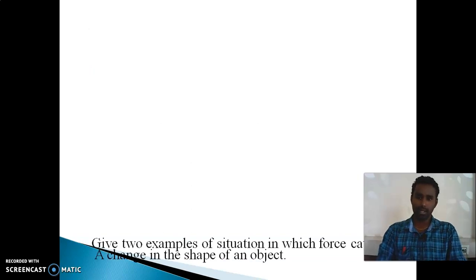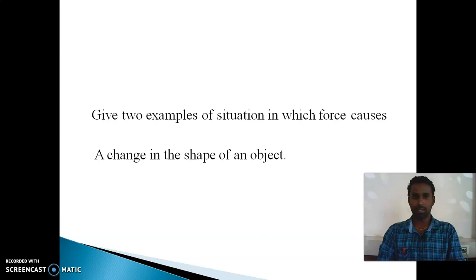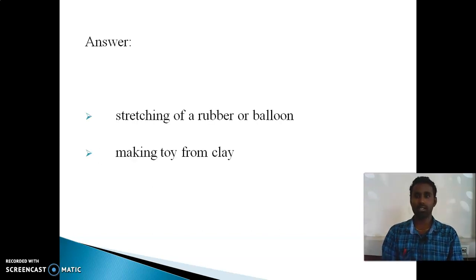Okay. The next question: give 2 examples of situations in which force causes a change in the shape of an object. If you apply a force, when will a change in shape occur? The first example is stretching a rubber or balloon. When you stretch a balloon, or blow air into it, the size of the balloon will increase, right? That means there will be a change in shape by the application of an external force.